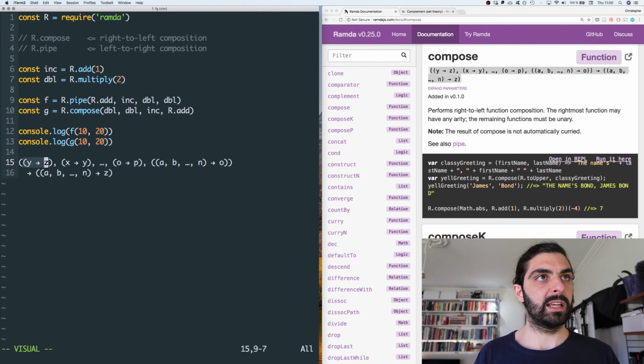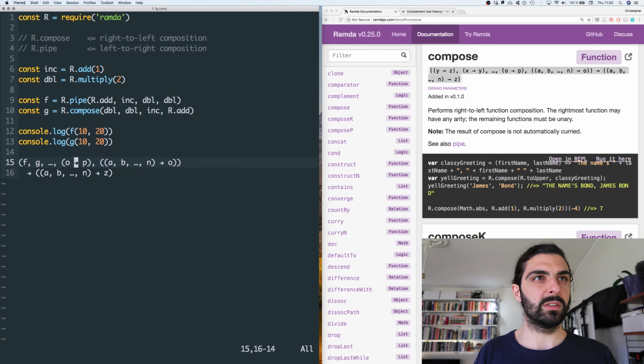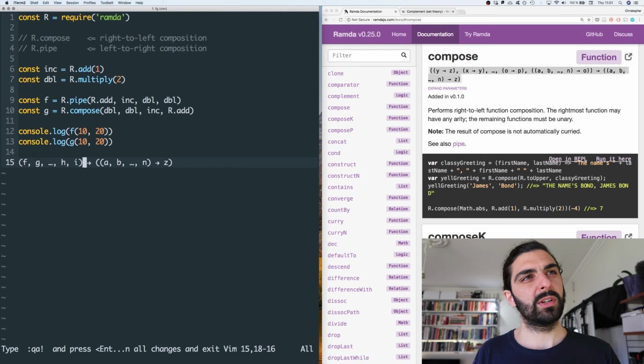From the beginning, we're saying y to z, x to y, o to p, and then a function here. And if you think about that, if we trivially replace these, I take the first parenthesis and replace that with f, then we take the second parenthesis and replace that with g, and then there's a dot dot dot. We take the third one and replace that with h, and then what's up with this one? This is also a full parenthesis and it's a function, so we'll replace that with i. And now it's starting to look a bit more clear.